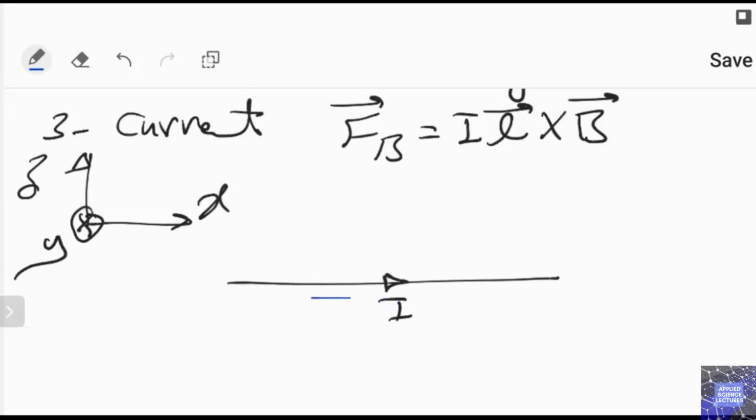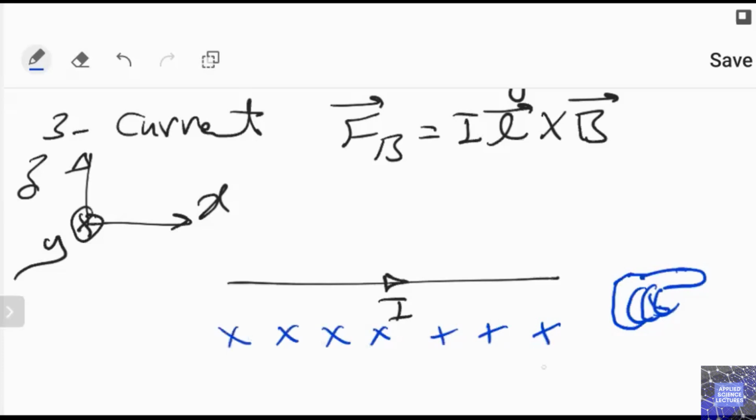So if the current is going this way, I will be using my right hand rule. My thumb here will be defining the direction of the current, and then my fingers that are curving will define the direction of the magnetic field. So in this case, as you can see, for the lower part, for the region below the wire, I have the magnetic field entering into the page, as you can see here.